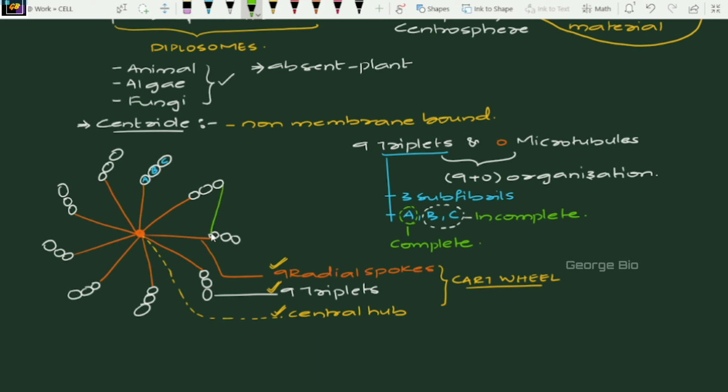So that is why the A subunit and the C subunit are connected by a linker, and this linker or bridge is called the AC linker. The A subunit and C subunit of all the triplets are connecting here, so we call it the AC or else CA linker. What is its function? Because of this only, all the triplets are united to form a centriole. It means it is helping in making the structural geometry of the centriole.